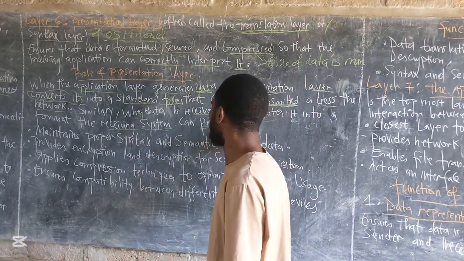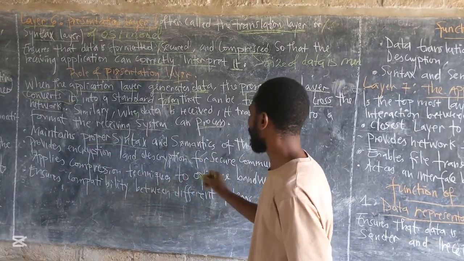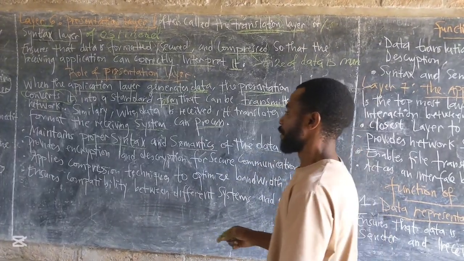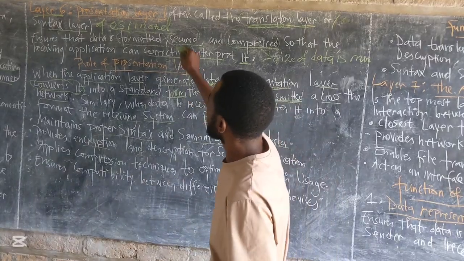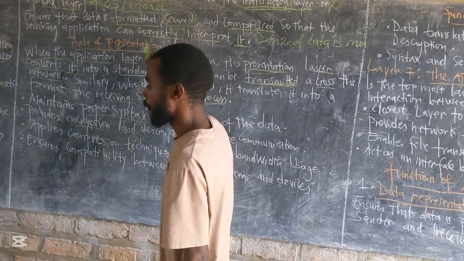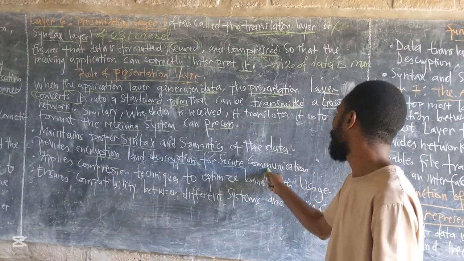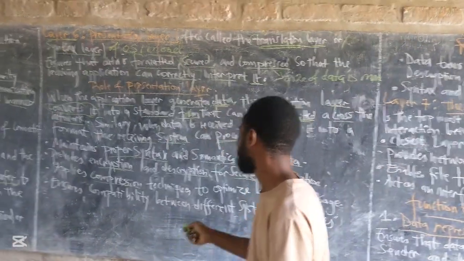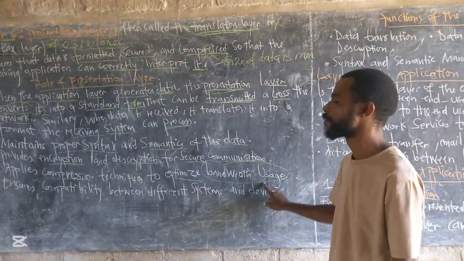Side can process. Maintain proper syntax and semantics of the data. Provide encryption. Ensure that the data is secure. Provide encryption and decryption for secure communication. Apply compression techniques to optimize bandwidth usage.